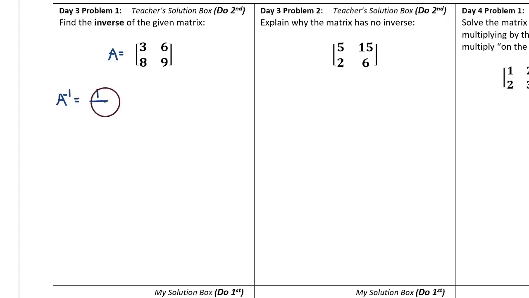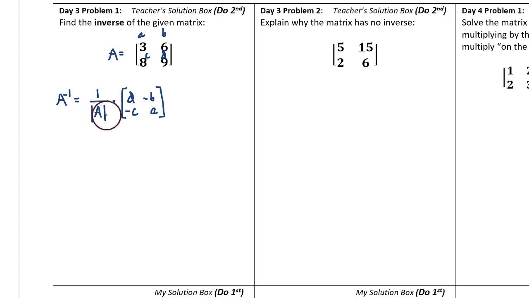It's 1 over the determinant of matrix A times, and then there's a certain pattern that you follow with what to do with these entries. If this was A, this was B, and this was C, and this was D, then what you do is you switch the positions of the A and the D, and you change the signs of the B and the C. Let's follow this technique with our matrix.